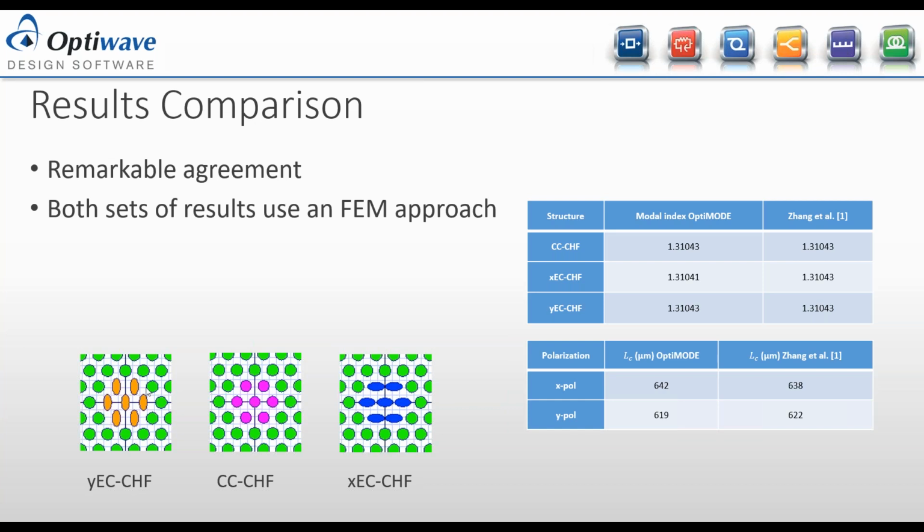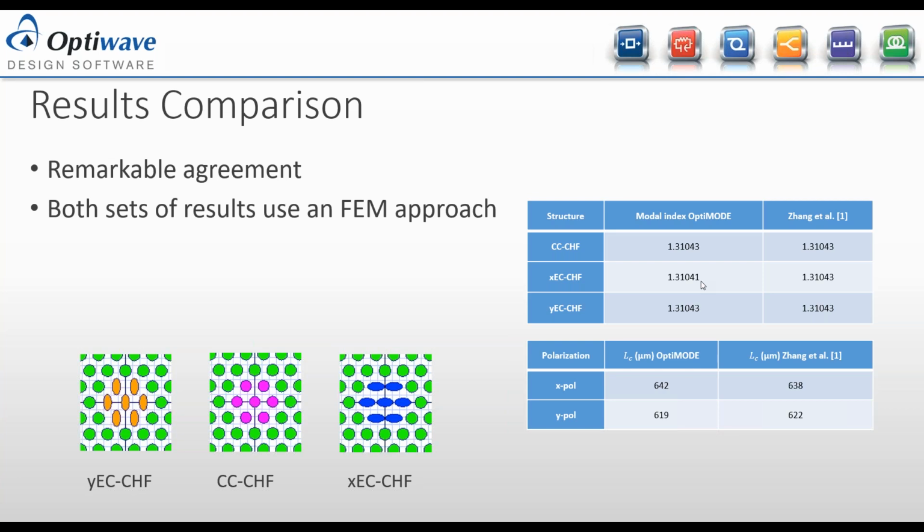And I just took the results they calculated and plugged it into OptiMode, and I got very, very similar modal indices for these three different structures. A little bit of difference on the X-polarized mode structure, but still pretty amazing. And one reason for that is because both the paper and OptiMode solvers use the same type of finite element approach. So that's one similarity between them. However, the design of these mode solvers is completely independent, except that they use the base method of finite elements.